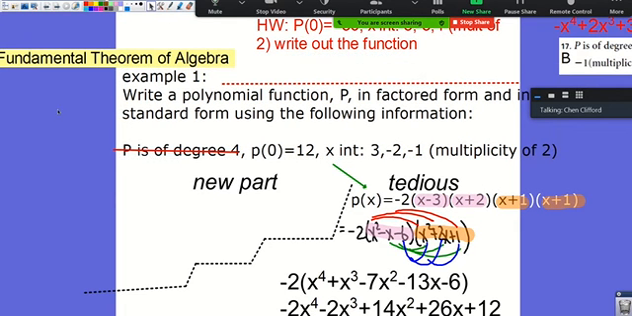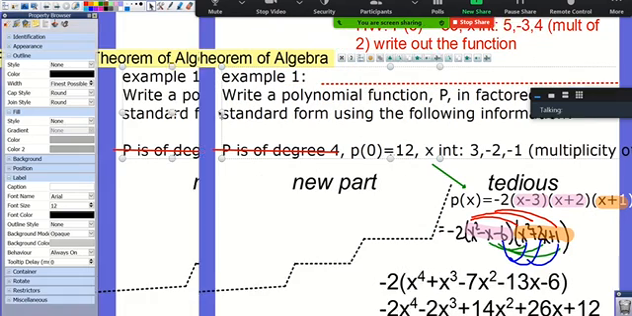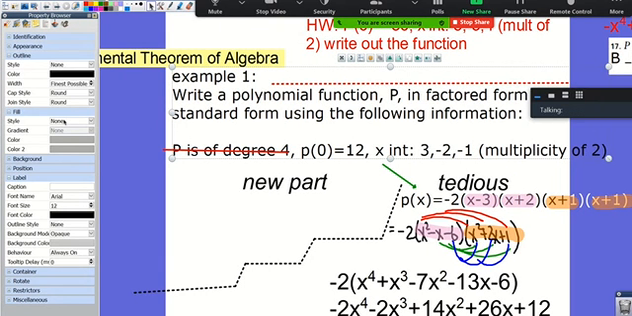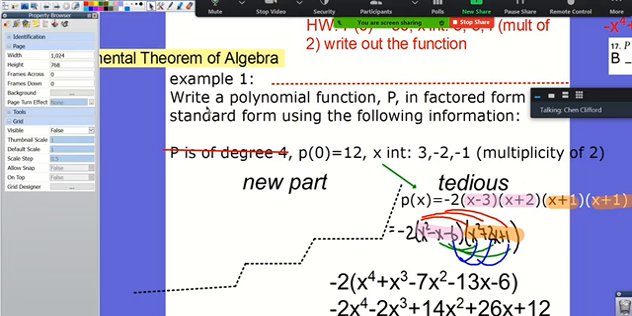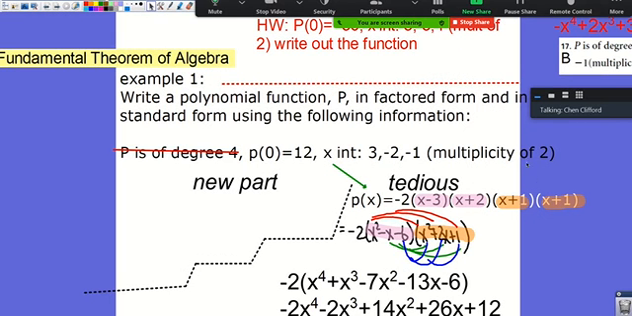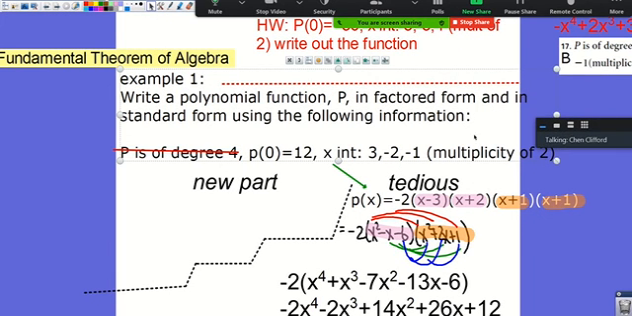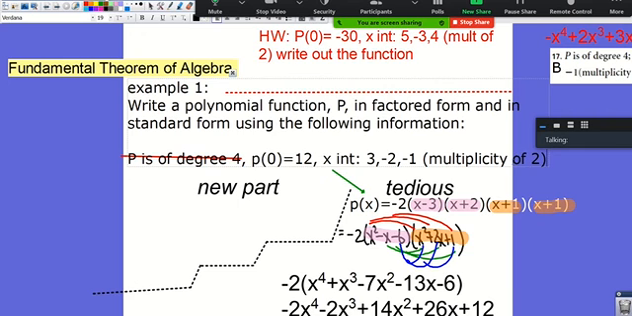All right, so let's see. Let me see if I can create a box here. Okay, whatever. As long as you can see this says multiplicity of 2, that's all I care about. Let me just be 100% sure and make that white. Okay, multiplicity of 2. They're giving you the x-intercepts, and we work backwards. Okay, so watch this.